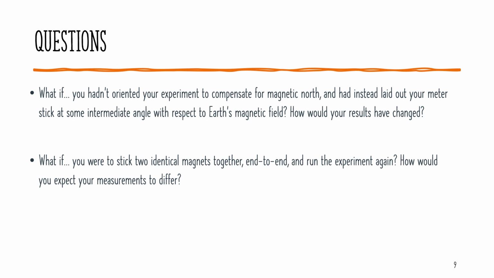What if you were to stick two identical magnets together end to end and run the experiment again? How would you expect your experiment to differ? I would expect that the magnetic field would be stronger, but the direction would be the same.